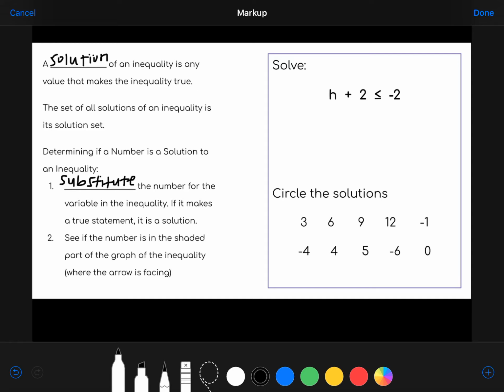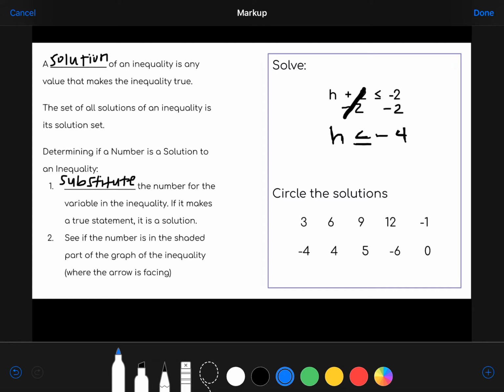So here we have h plus 2 is less than or equal to negative 2. So I know that I need to subtract 2 on both sides. I have h is less than or equal to negative 2 minus 2, which is negative 4. So this is my answer. H is less than or equal to negative 4. I want to circle the solutions that make this statement true.